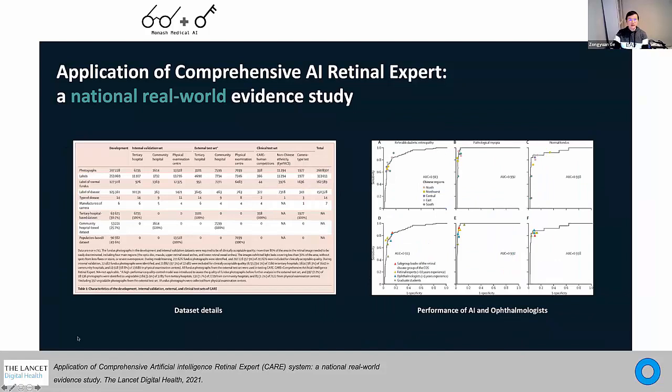So these are the details of the testing, the number included. But on the right-hand side, you can see clear evidence for either the AUC or the sensitivity-specificity curve. So the AI model performed relatively well, at least to the equal quality of what these ophthalmologist specialists can offer, right?